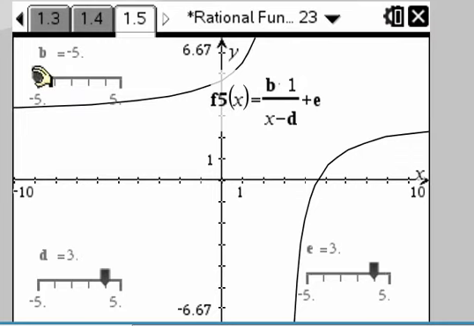And hopefully this gives you a good sense of how rational functions work, why we have this basic shape of a rational function, and we'll continue on later on.